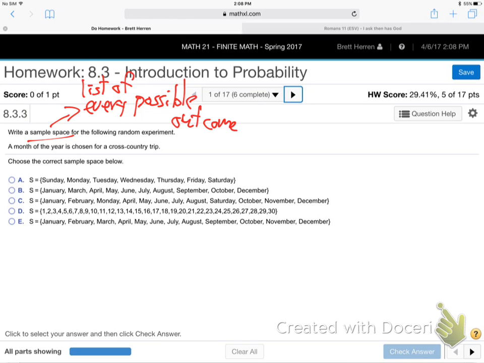All right. So getting down to it, a month of the year is chosen. So that's it. Which one of those lists all the months? Isn't it E? That's it. Dumb question, huh? It's just listing the months. You pick a month around them. What could happen? One of the months. I mean, that's like dumb.